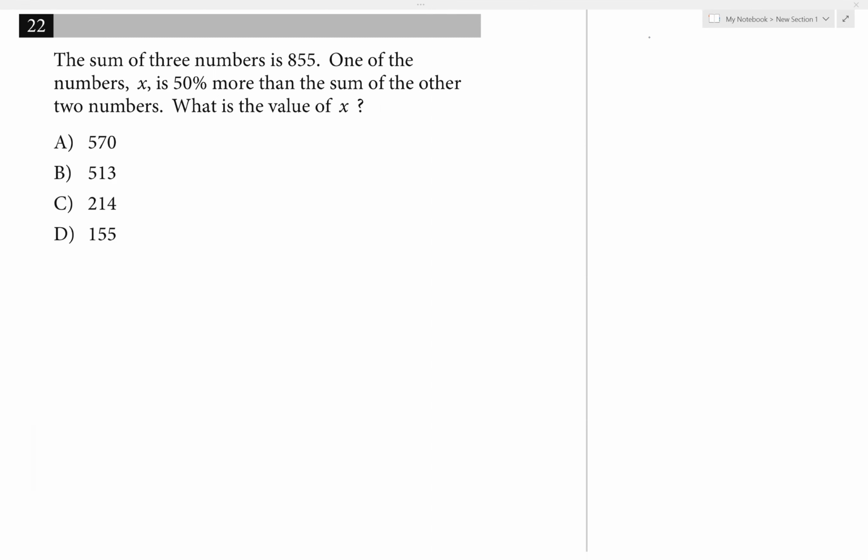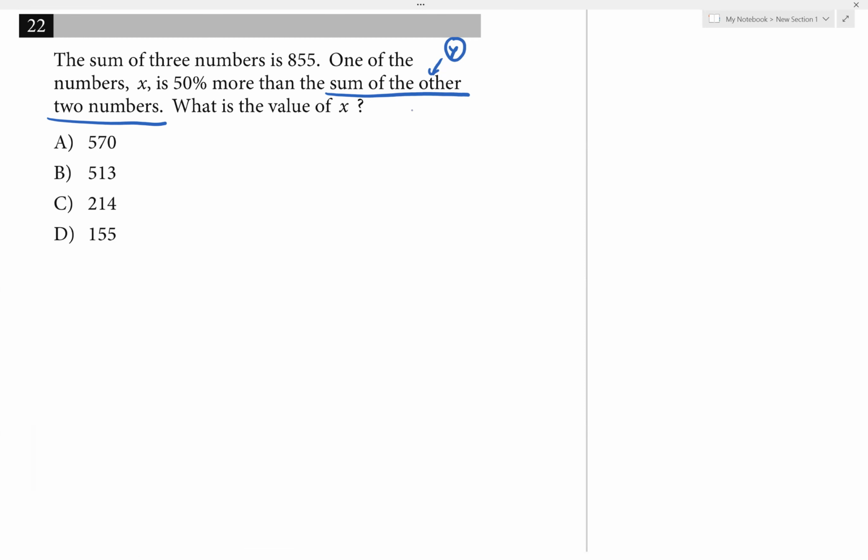If you're going to write out an equation to solve this, we don't want to introduce three variables. If we do x, y, and z, we won't have enough information to solve for all three numbers. What we can do is say we have a number that's x, and since x is 50% more than the sum of the other two numbers, we can treat the sum of the other two numbers as a group. Let's just say the sum is equal to y. So we're treating the sum of the two numbers as a single number here. Let's just call it y.